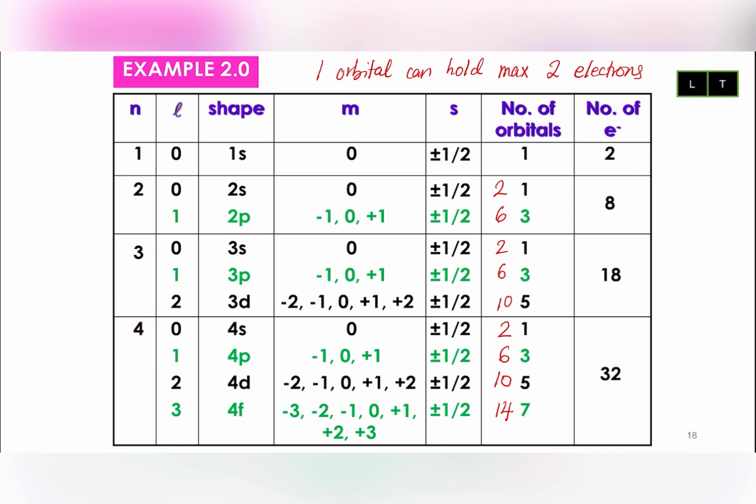So this is how you determine, based on the principal quantum number, angular momentum quantum number, magnetic quantum number, and electron spin quantum number. All of them are related to one another. I hope you understood this video, how to determine the values for each quantum number.